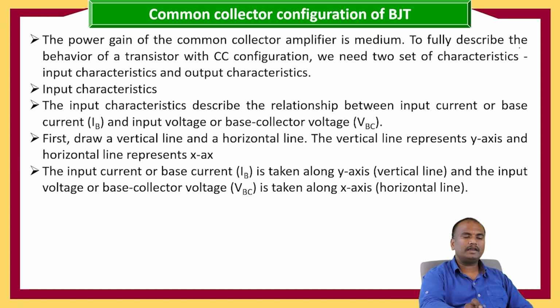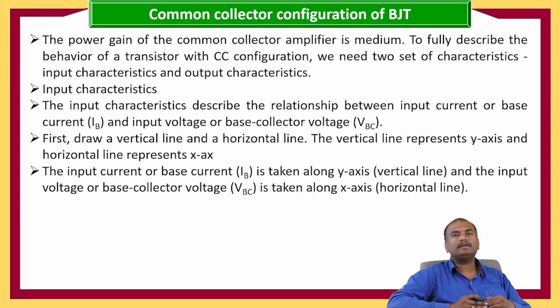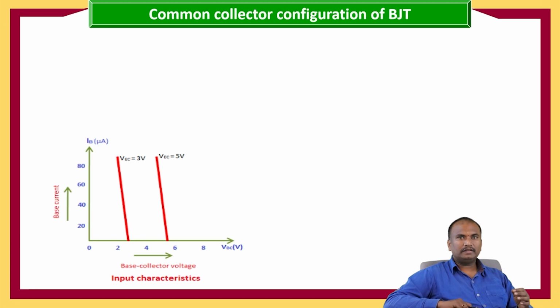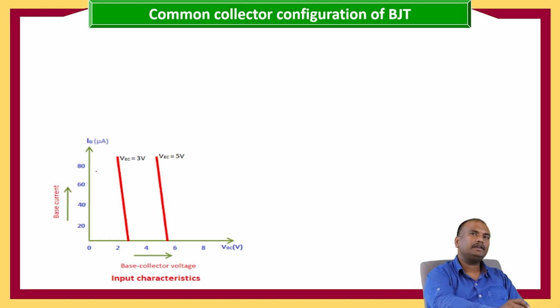And to fully describe the behavior of transistor with CC configuration, we need two sets of characteristics. One is input characteristics and the other is output characteristics. The input characteristics is between the VBC and IB. This is the input characteristics, VBC versus the base current. When VEC is at some constant value, we are going to get the characteristics like this.